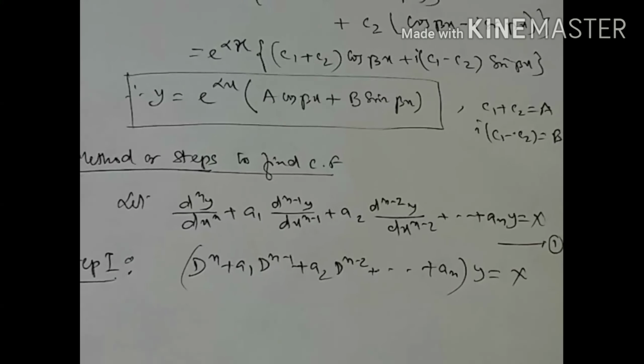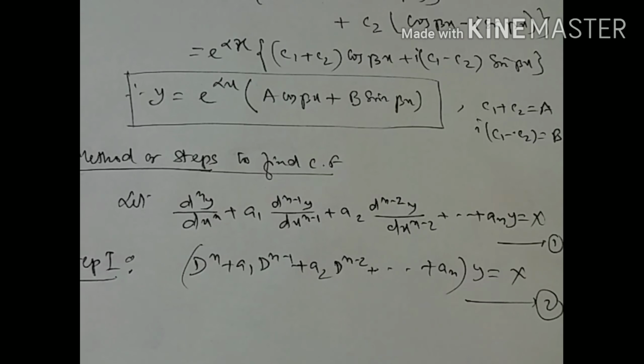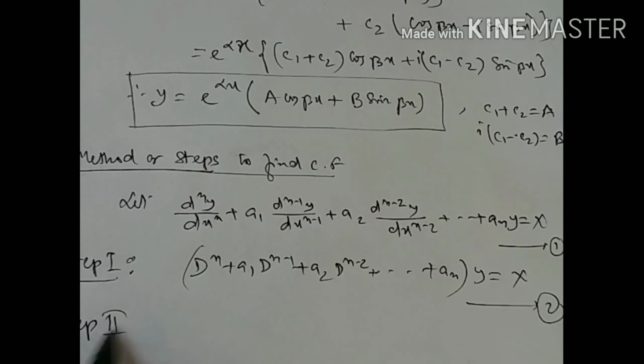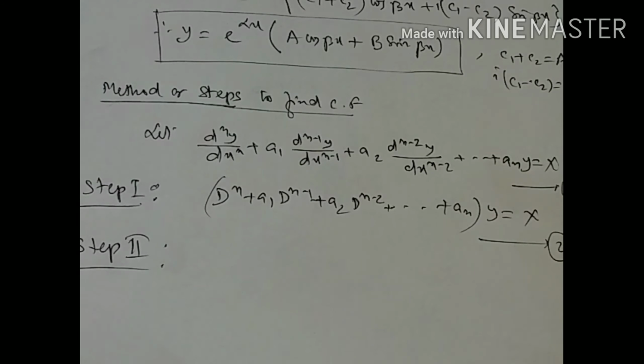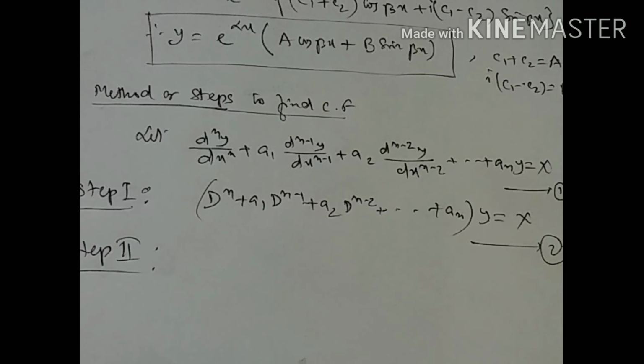So this is the symbolic form, where this D stands for d/dx, D square stands for double differentiation, d square by dx square, like this, etc. So in our next step, what do we have to do? We have to write the auxiliary equation. So how will we get the auxiliary equation? Just replace D by m in this equation, taking the right hand side equal to 0.